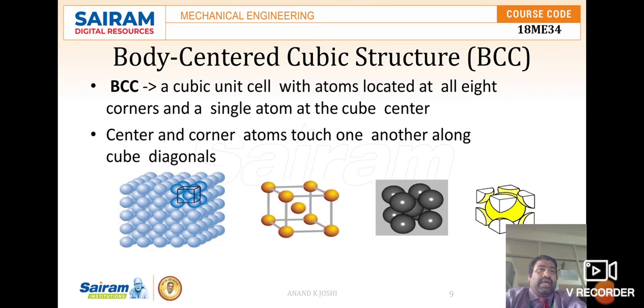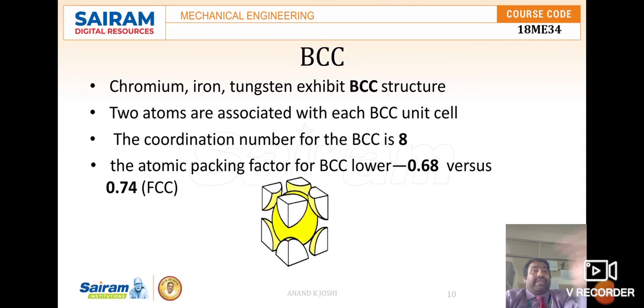Have you seen this figure? You'll come to know that. Okay, that is the BCC cubic structure. For example, chromium, iron, and tungsten fit into this BCC structure, or exhibit the BCC structure. So here, two atoms are associated with each BCC unit cell.